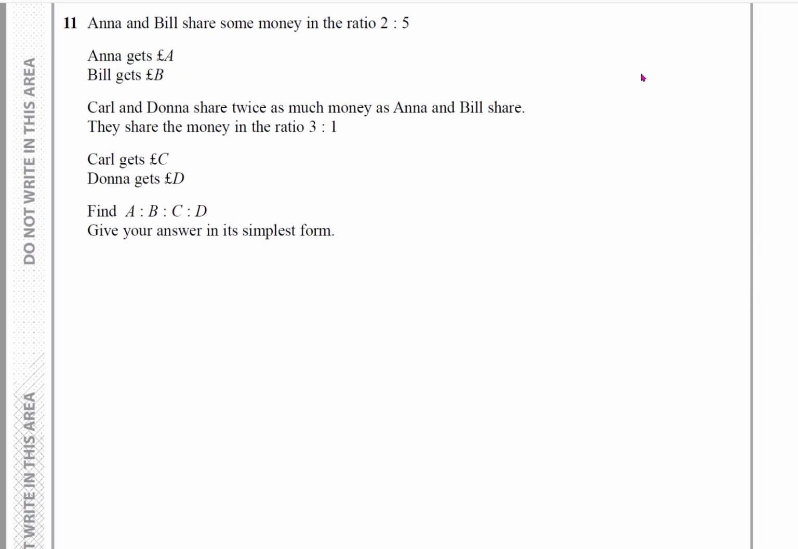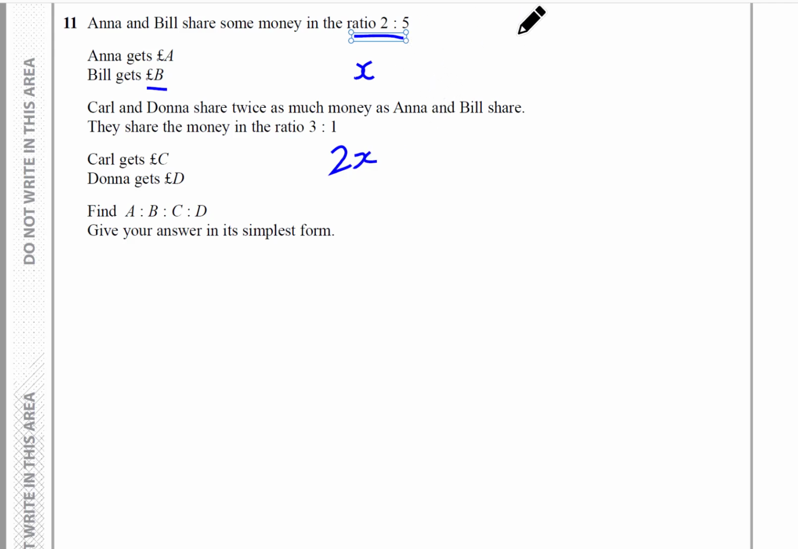We're on question 11, and Anna and Bill share some money in a ratio of 2 to 5. Anna is A, and Bill gets B pounds. And we've got Carl and Donna, and they get double the money as Anna and Bill. So let's say they share X amount of money, and Carl and Donna must share 2x because it's double the amount of money.